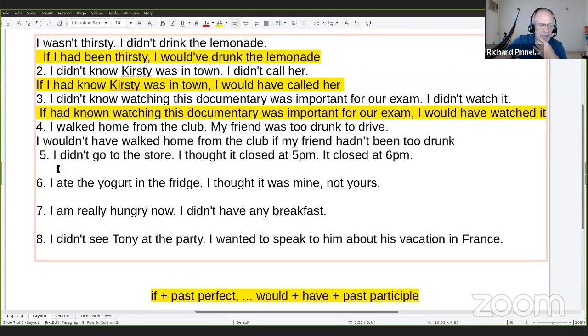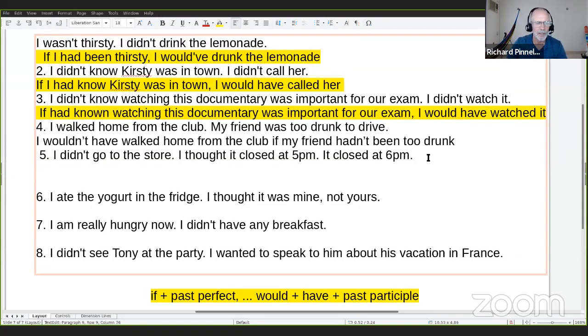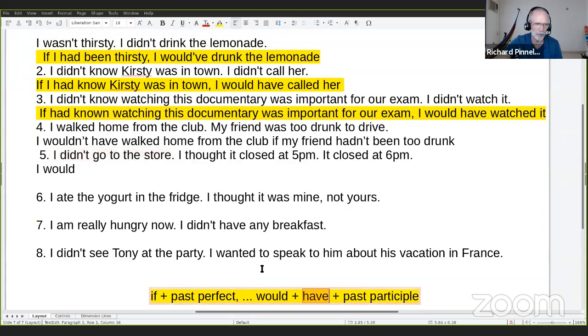Number 5. I didn't go to the store. I thought it closed at 5 p.m. It closed at 6 p.m. I would go to the store. Who's got the answer? Israel. The reality is I didn't go to the store. So I would, you need to use would plus have plus past participle here. I would.